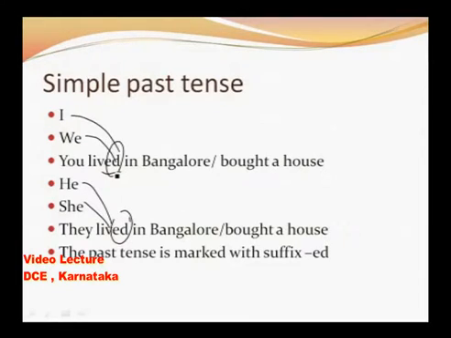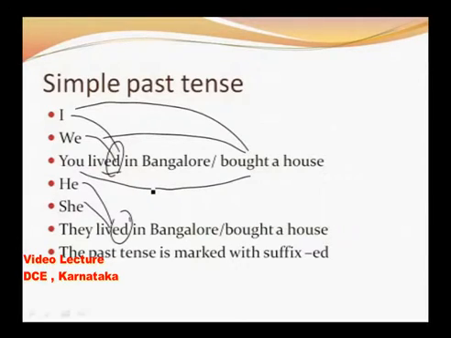Now, the word lived is a regular verb. Now, what happens if I use an irregular verb? For example, I bought a house. We bought a house. You bought a house. Similarly, he bought a house. She bought a house. They bought a house.